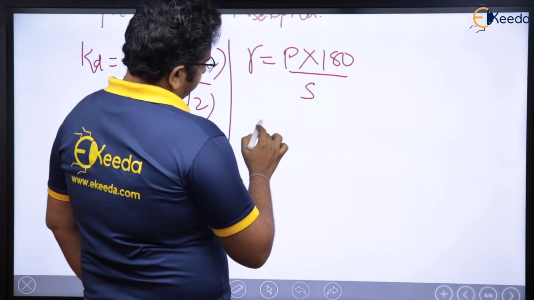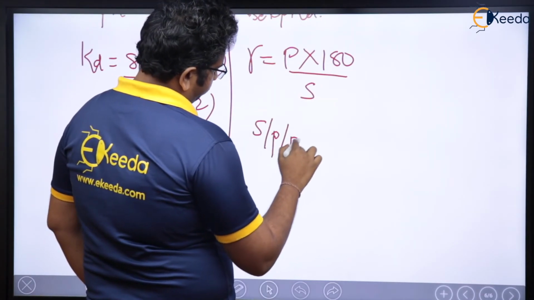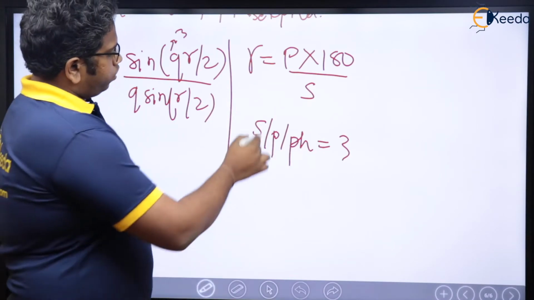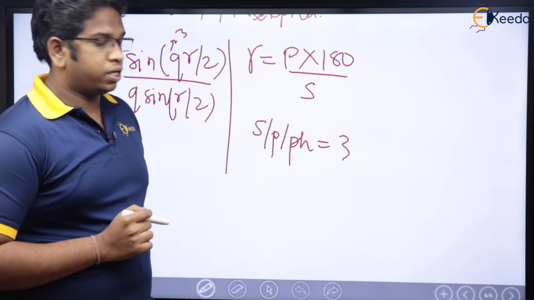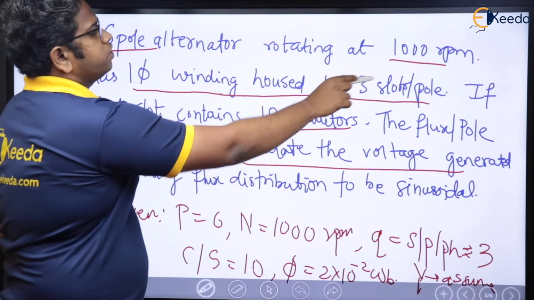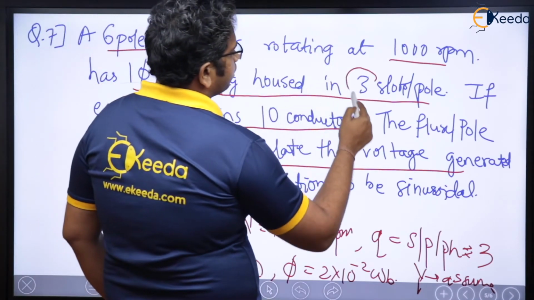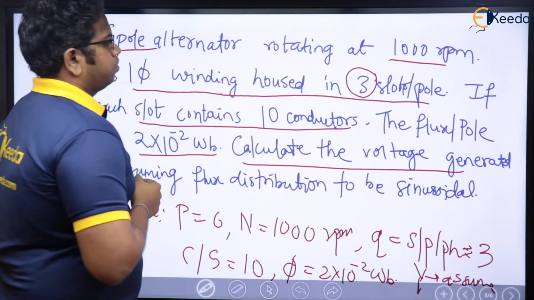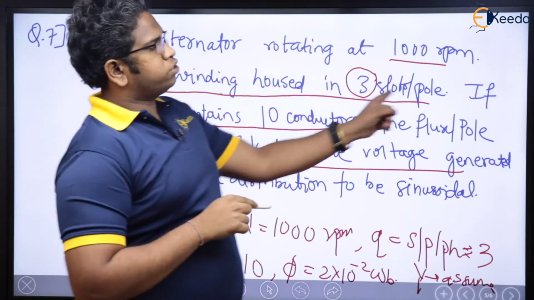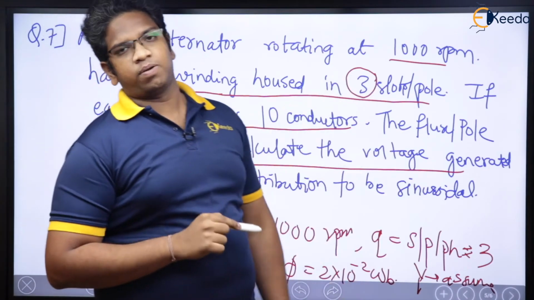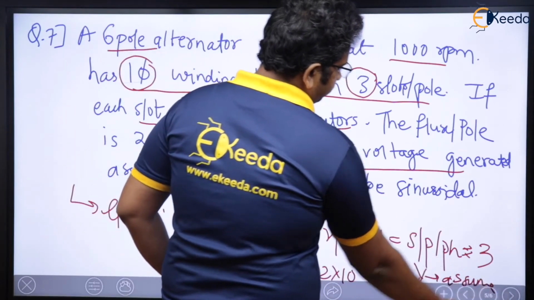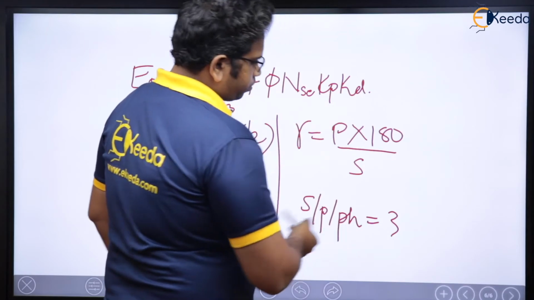So, number of slots will be how much? Let us say slots per pole per phase is given to be 3. Now, you need to find total number of slots. What was given in the question? One phase winding housed in 3 slots per pole, which means this 3 is nothing but slots per pole per phase. So that is Q, which we already know.